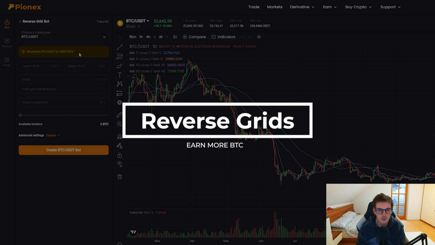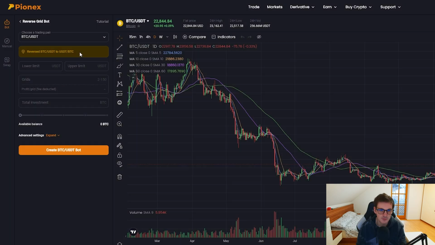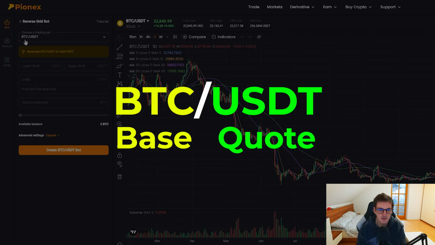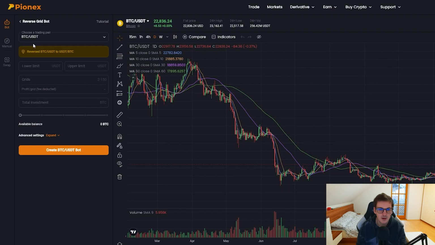When using bots, we always use a quote and base currency. The base currency of Bitcoin against USDT would be Bitcoin and the quote currency USDT. On grid bots, we typically aim to accumulate more of the quote currency, but with reverse grid bots, we can accumulate more of the base currency. The only difference to a normal grid bot is that the take profit and stop loss are reversed.